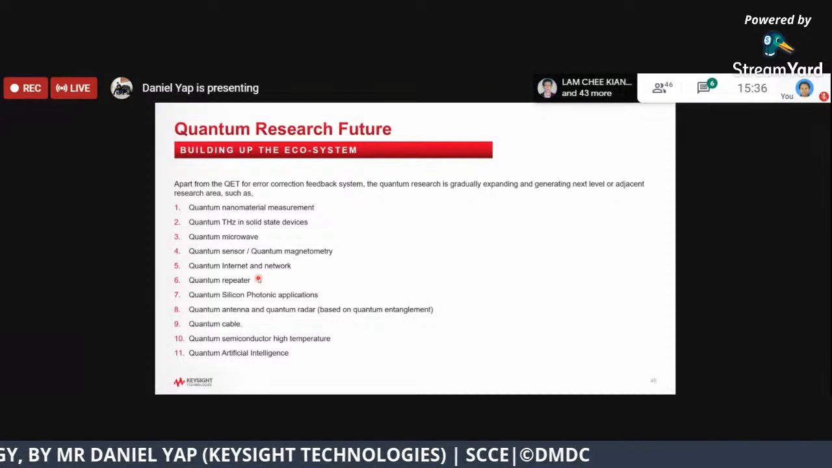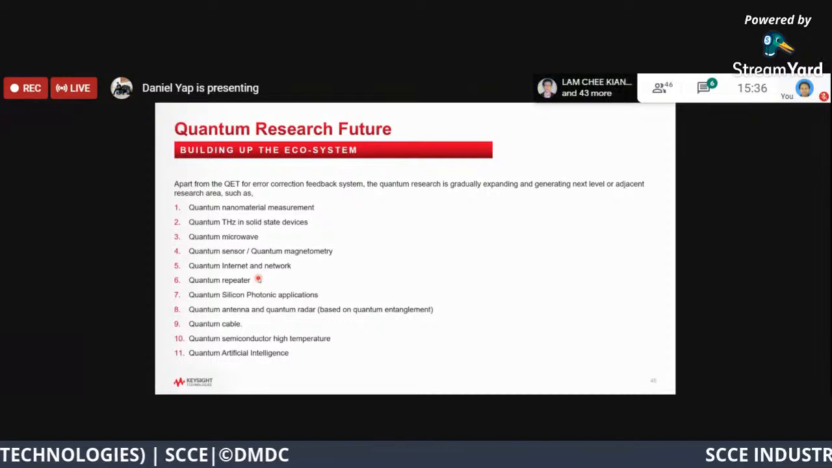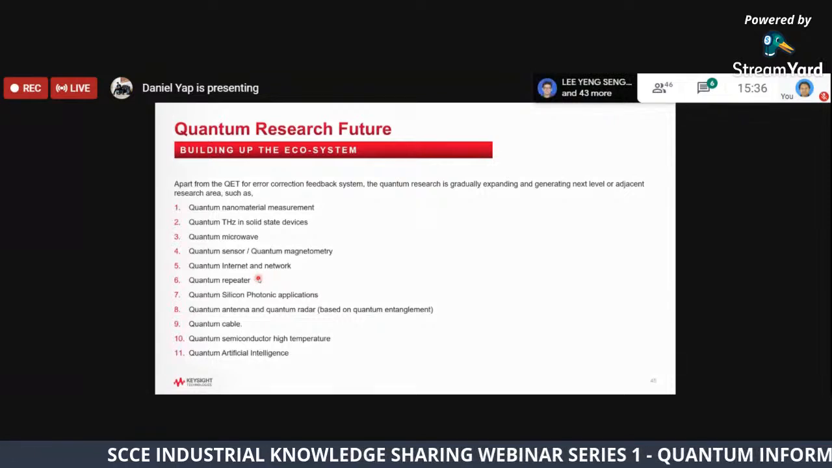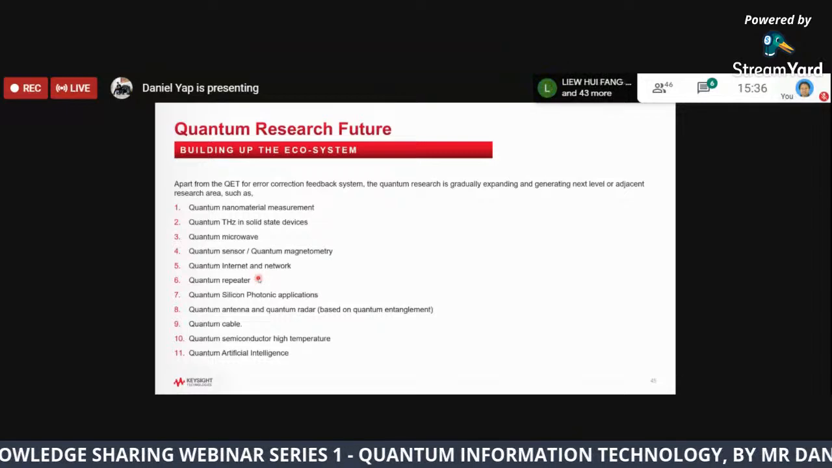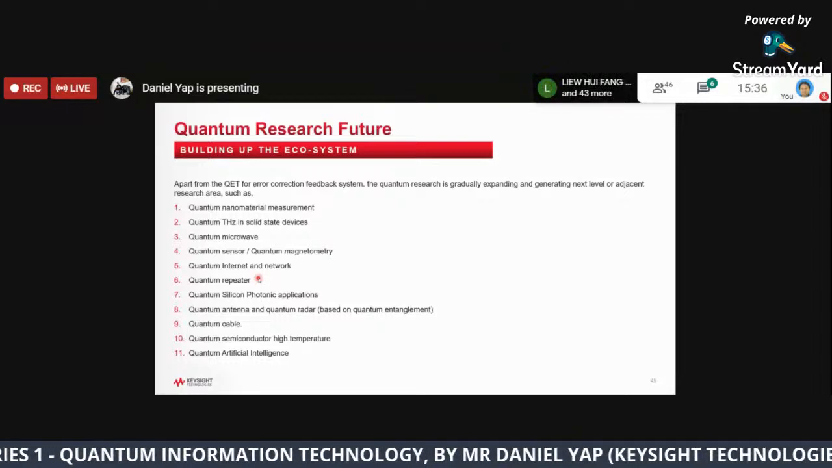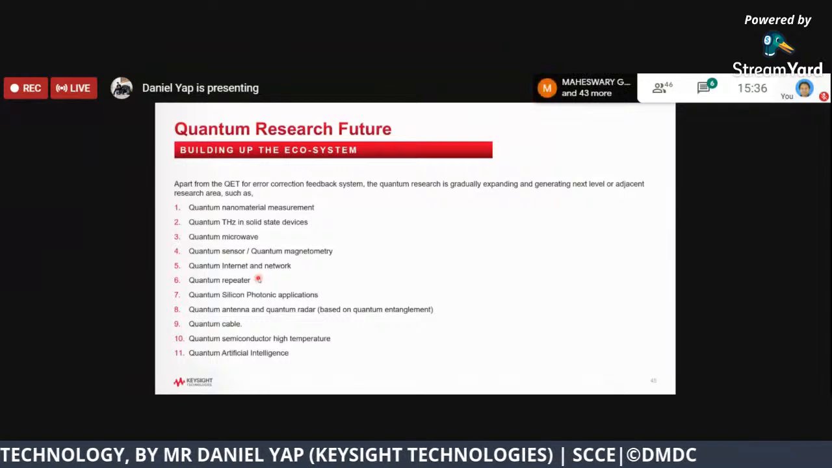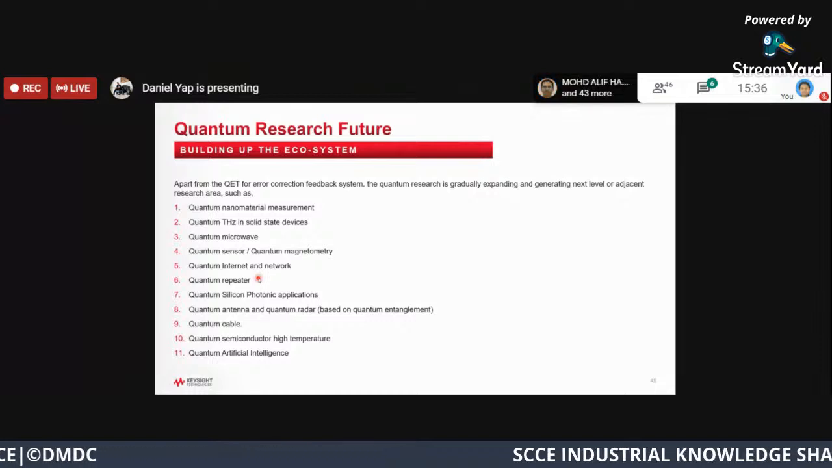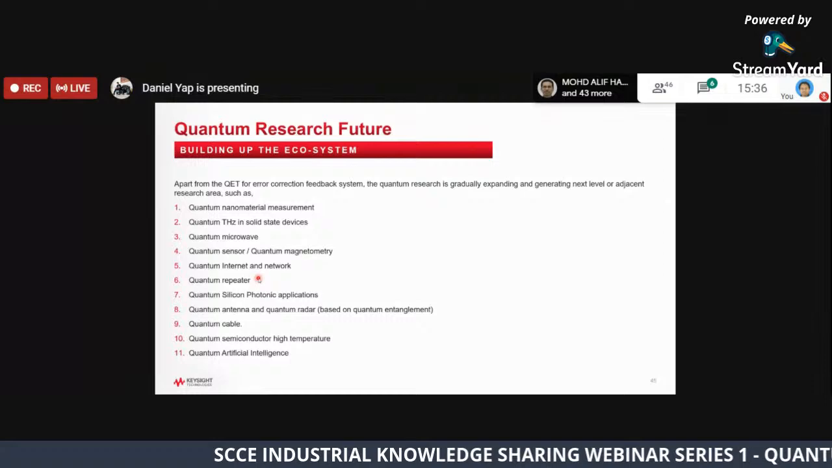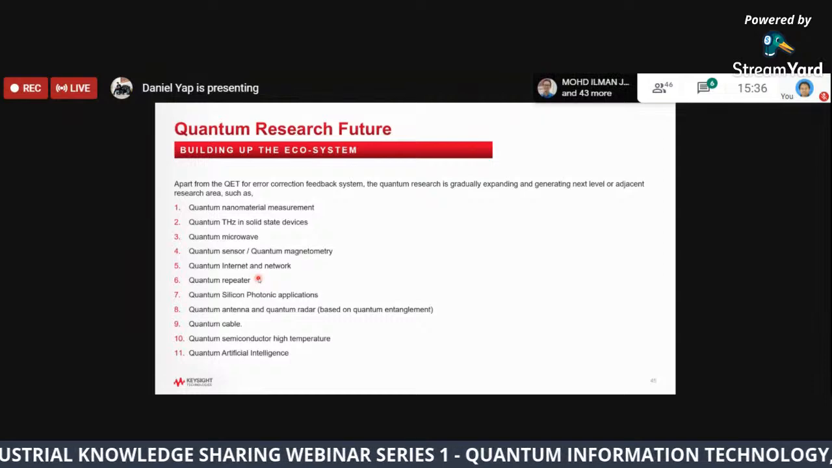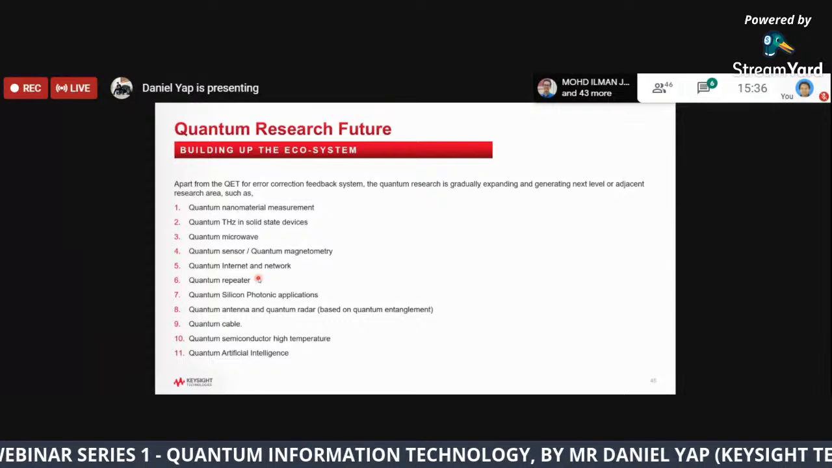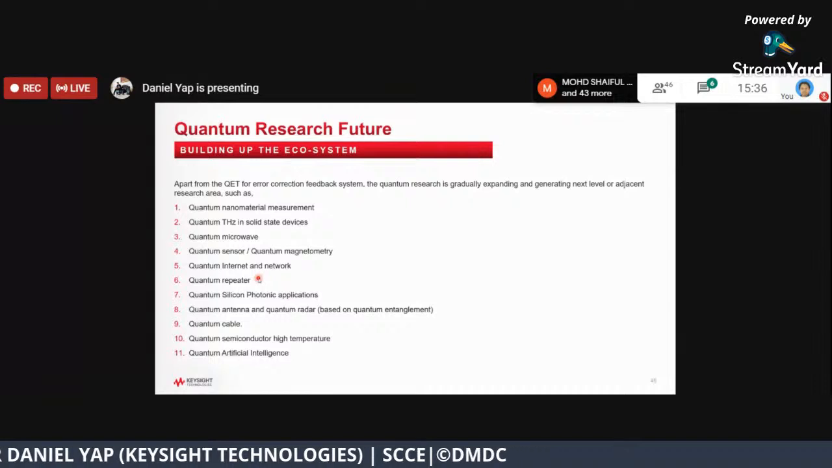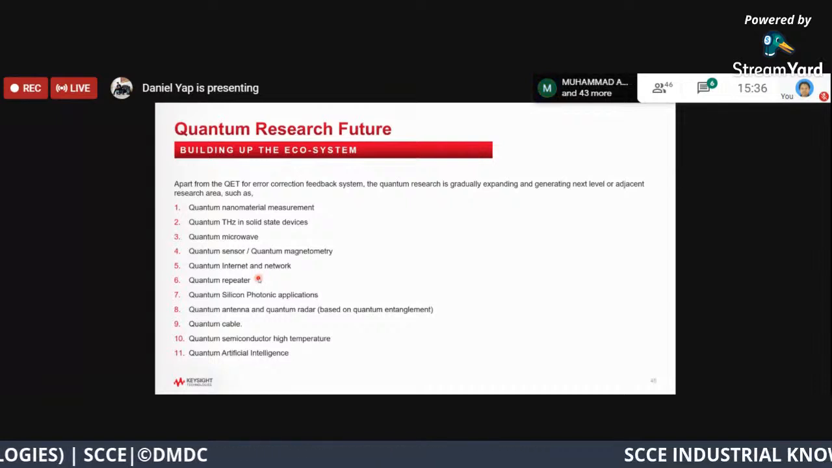Quantum cable, remember the interconnects. If you have one qubit, you've got so many cables, so if you have 100 qubits, how are you going to address these challenges? And then you have to talk about crosstalk. You have to think about losses of information at microwave. And then noise, how are you going to overcome this noise from the environment? Quantum semiconductor, and finally quantum artificial intelligence. You know what, I say maybe in the future there'll be a quantum courseware, a quantum program for maybe undergraduate or master students.